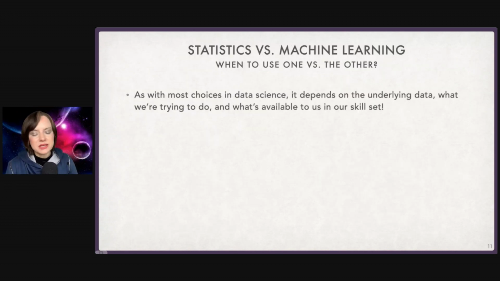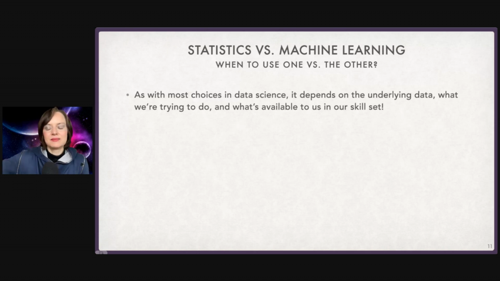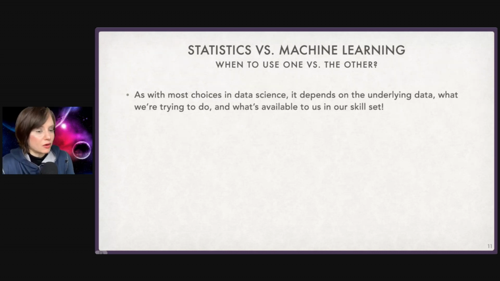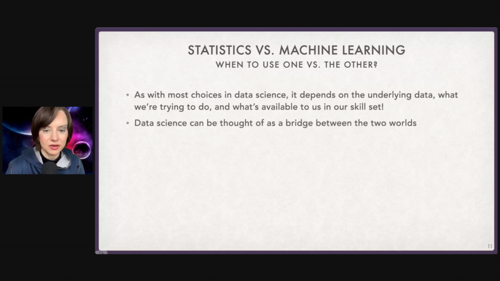All right, so I'm sitting down. I have a data set. Should I be approaching it with a statistics lens or machine learning lens? And suppose I have to choose. Again, I would do both if I could, when I can. As with most choices in data science and in life, it depends on the underlying data, what we're trying to do, and what's available to us in our skill set. If you don't know how to do machine learning, I would recommend starting with statistics. Just put my old professor hat on.